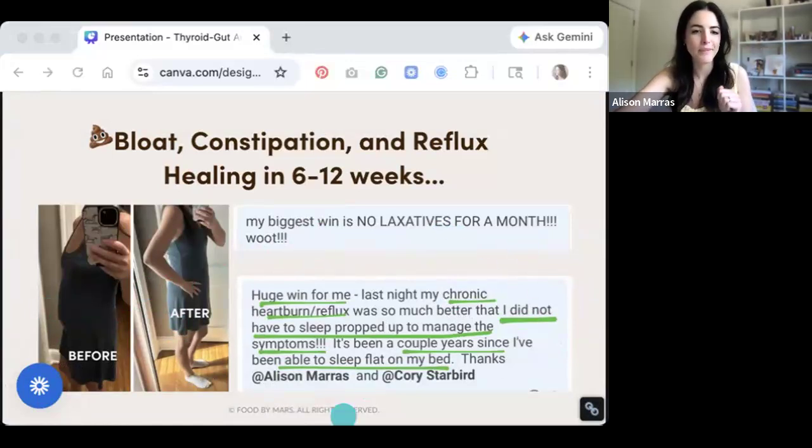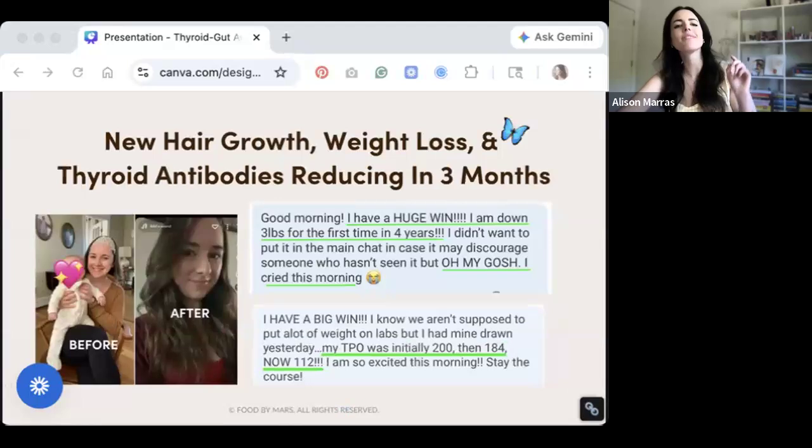And then bloat, bye bye. Who needs it? For people that were complaining about the hair thinning and hair loss, is it a long road? Yeah, I'm not going to lie to you. The hair loss and hair growth takes a while. But when your body gets what it needs, it improves.